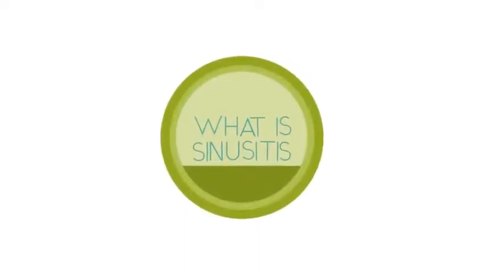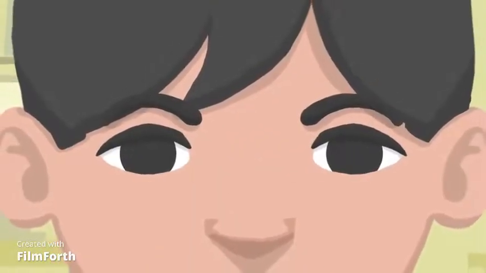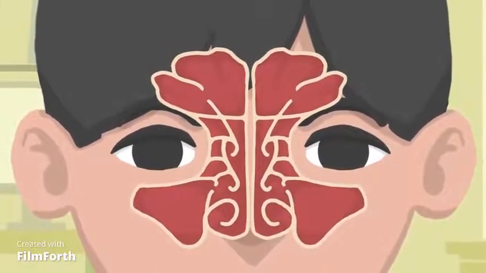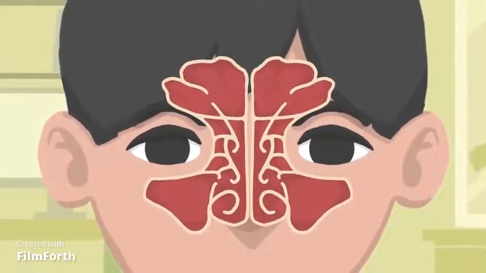Sinusitis. Before we can answer that question, we should talk a little bit about anatomy. Sinuses are hollow spaces in the bones around the nose that connect to the nose through small, narrow channels. Humans possess 4 paired paranasal sinuses.